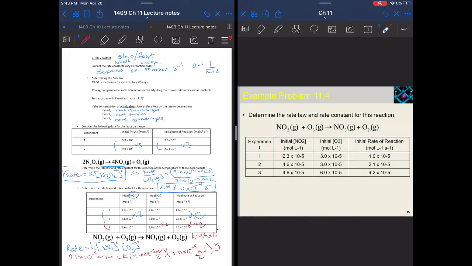And because this was overall a second order reaction, 1 plus 1 is 2, the units are not going to be inverse seconds like they were here. The units are going to wind up being liters per mole per second. So I figured out the rate law and the rate constant from data. In the next video, we will tackle integrated rate laws.